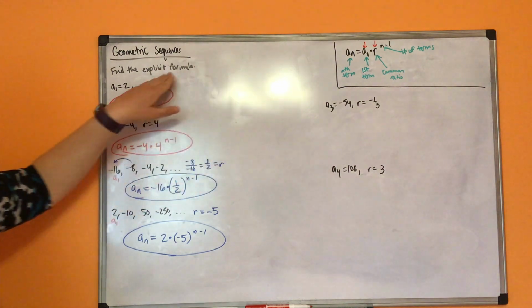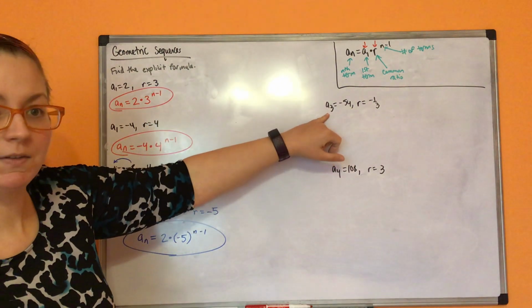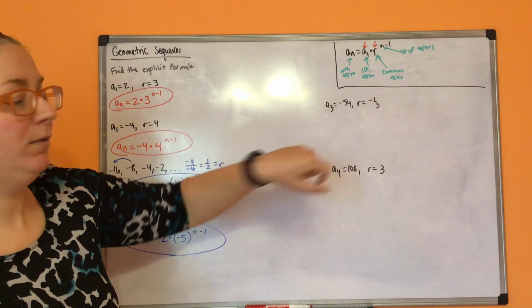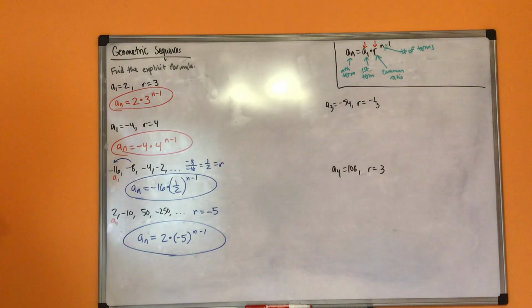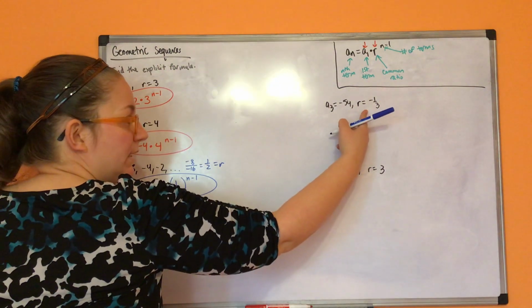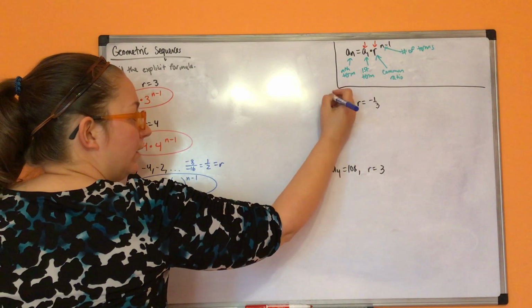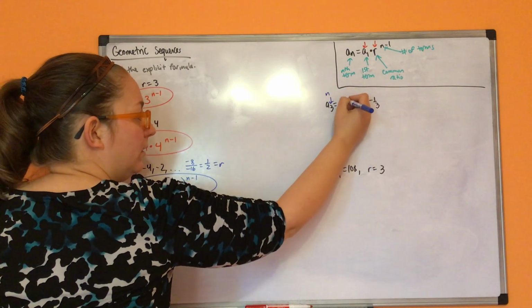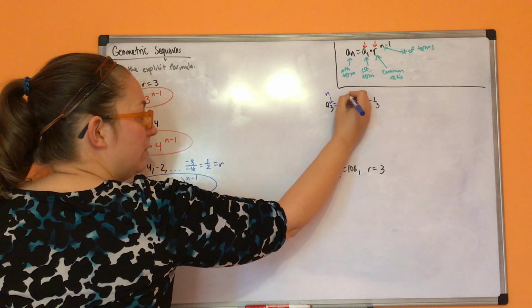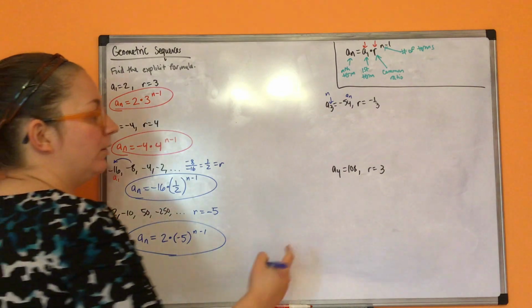The next 2 look like the first 2, except they didn't give us A1, they gave us A something else. We're going to have to work backwards to find A1, sort of like we did with some of the arithmetic sequences. So R they've given us, that's easy enough. They gave us A3. The 3 here is going to be n, and then the number you see after this equal sign we're going to put in the AN spot. So AN is going to be -54.